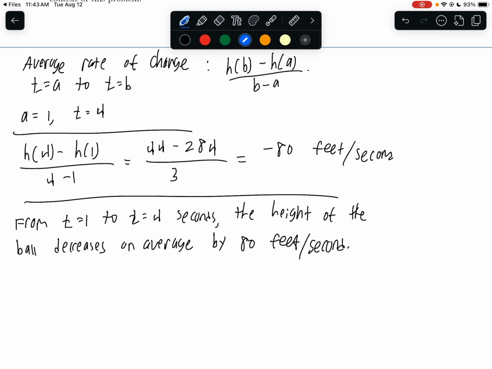feet per second. And we need to say on average by this amount, because it's not that for every instance of time between 1 and 4 seconds that is falling at this speed. It's that over the whole length of the interval from 1 to 4, it is falling at an average amount. So most of it's just what it sounds like. On average, it's falling by 80 feet per second. And we also wouldn't say negative because the fact that we got a negative number is already being absorbed in that we said it's decreasing, not increasing.